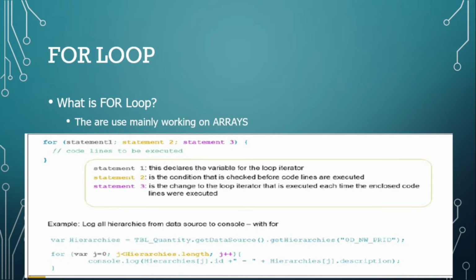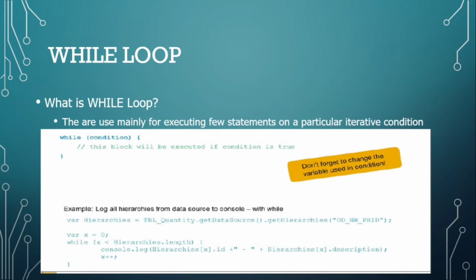Let's move on. While loop. What is a while loop? It is mainly used for executing a few statements on a particular iterative condition. As we have discussed earlier, it is the same. In the while loop, we only give the condition within the brackets, and the iteration and the statements which we want to execute go into the curly brackets. So let's move straight to the system and find how we can apply these to SAP Analytics Cloud scripting.